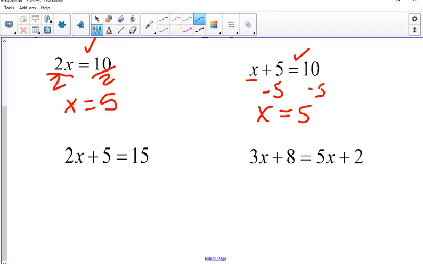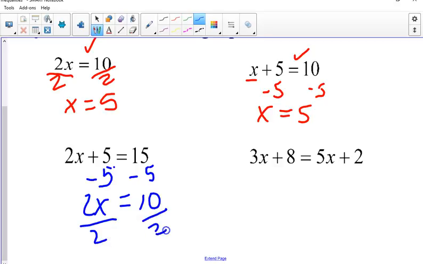This one, we have to subtract our 5 because we don't want anything with our x. So we've got 2x equal to 10. And now, since we have something multiplied, we need to divide. So again, x equals 5. So 5 times 2 is 10 plus 5, 15. That one checks. And then finally, on this last one, we have x's on both sides.